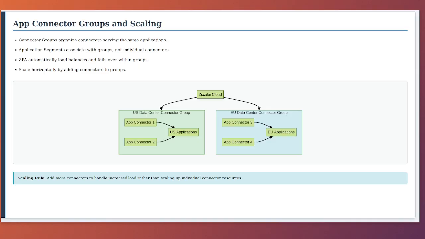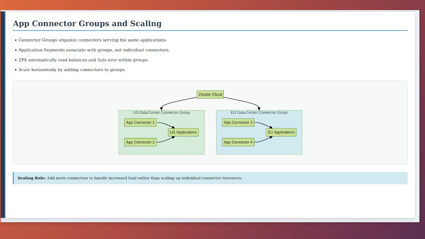Scaling ZPA is achieved by adding more app connectors to groups rather than scaling up individual connector resources. Horizontal scaling is the recommended approach for several reasons. First, it eliminates single points of failure. Second, it allows rolling updates without service interruption. Third, it provides more flexibility in handling varying load patterns.